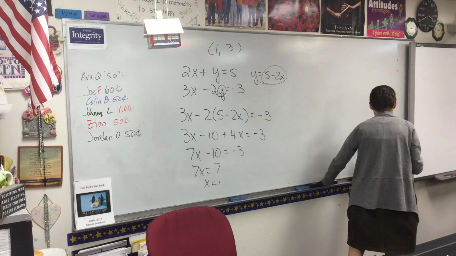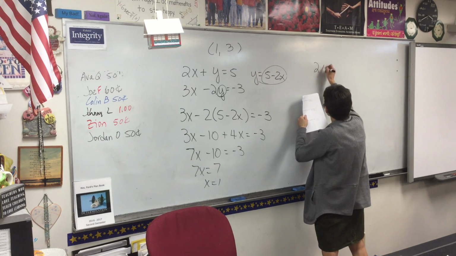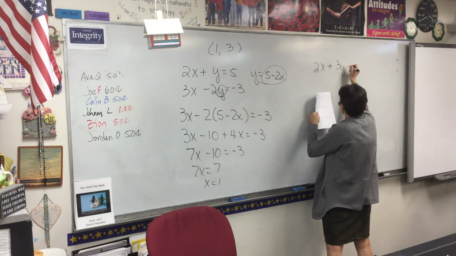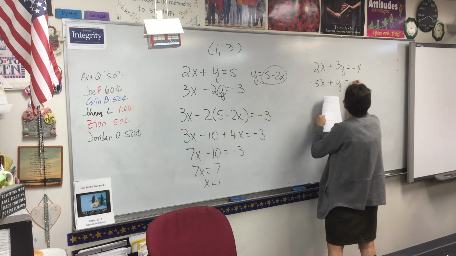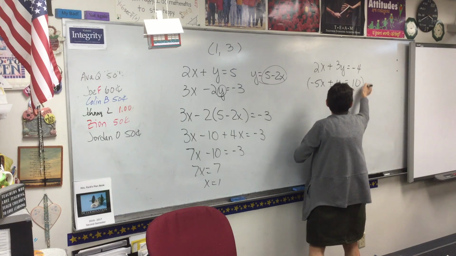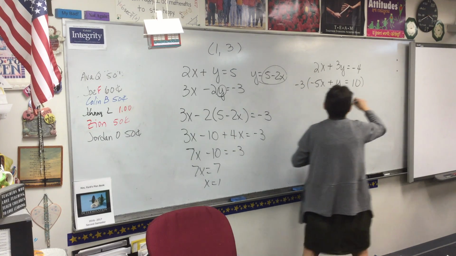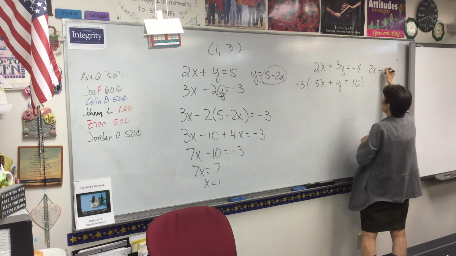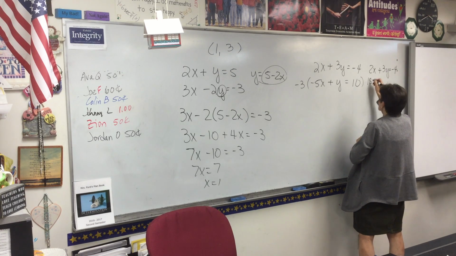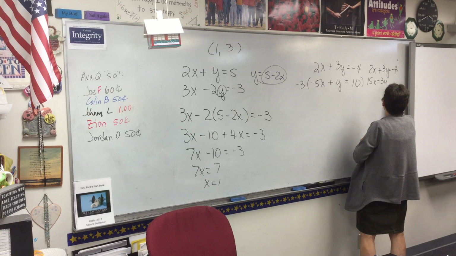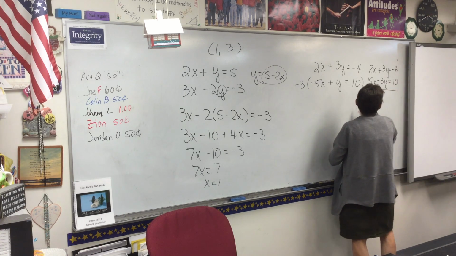Now for the next one, I got to see that you used elimination. So what do you want to do with this one? Multiply the bottom one by -3. So top one stays the same. Bottom one is 15x minus 3y equals 10.